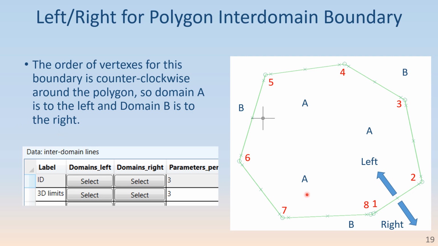In this case, it's a closed polygon that starts here, the first vertex, second, third, and so on around to the last vertex. So using our convention, the interior of this polygon is to the left, and in the input you would put the domains to the left, which would be the interior ones, and the domains to the right would be the exterior ones.